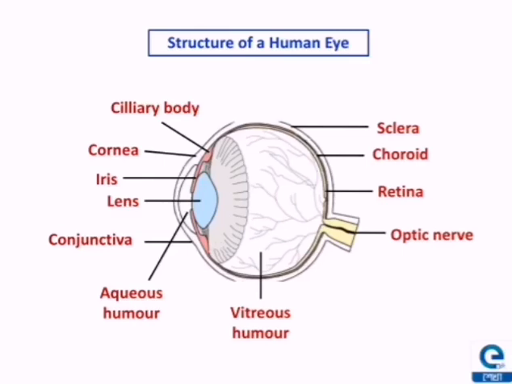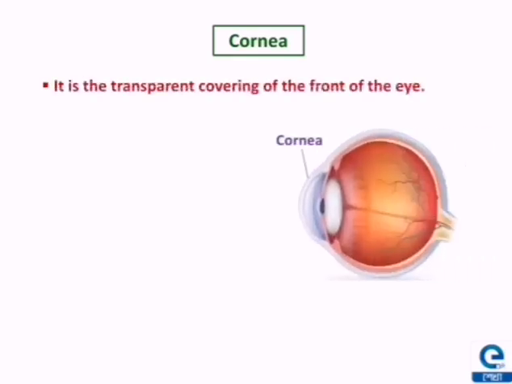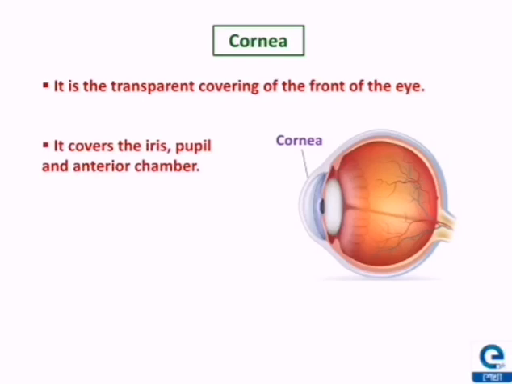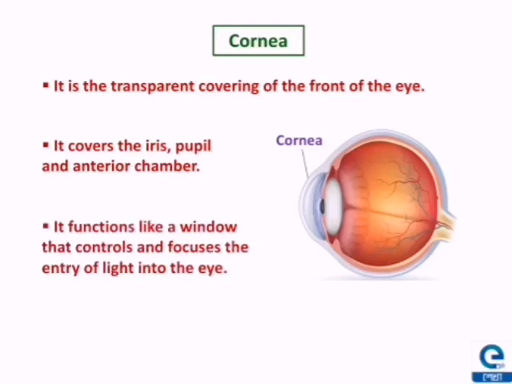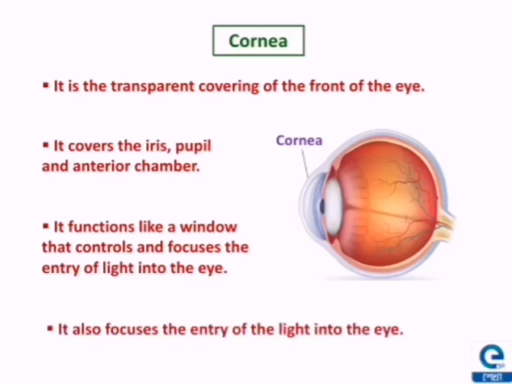Now we will discuss the various parts of the eyeball. First we will learn about the cornea. It is the transparent covering of the front of the eye. It covers 1/6 part of the outer fibrous coat of the eyeball. It also forms the refractive media of the eyeball. It covers the iris, pupil, and the anterior chamber of the eye. It functions like a window that controls the entry of light into the eye. It also focuses the entry of light into the eye.